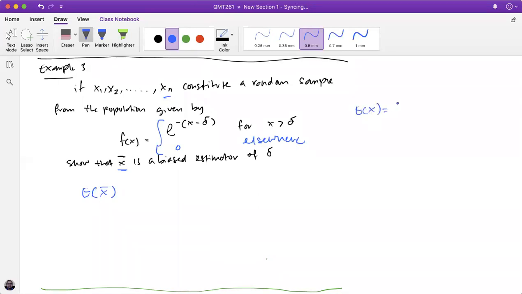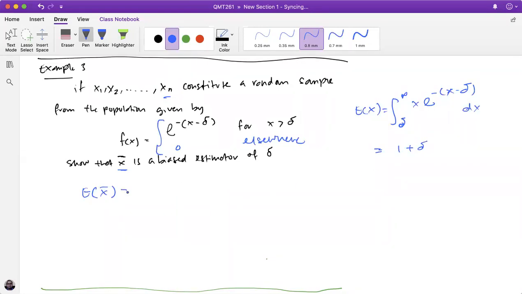The expected value of x is the integration from delta to infinity of x multiplied by e to the power negative x minus delta, with respect to x. So how do we get this? When you integrate, you will get 1 plus delta, right?